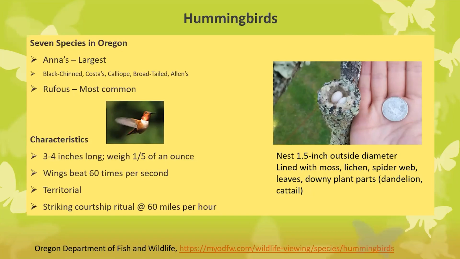If you have a nest, then you can expect to see 2 eggs in one clutch. The eggs will hatch in about 10 to 14 days, and then the chicks will fledge in about 3 weeks. So you can expect to see quite a bit of activity.